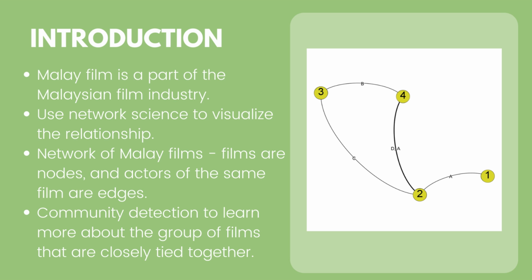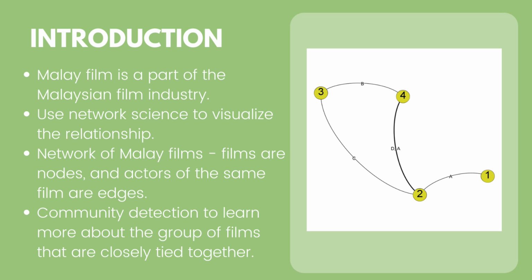So if this is an unweighted network, it will only consist of 1 and 0 connection. 0 connection is shown by nodes 4 and 1. There is no line or edge here, so there is no connection. The network of Malay film contains film as nodes and the edges are actors of the same movie. For example, we could say film 1 is connected with film 2 by actor A.